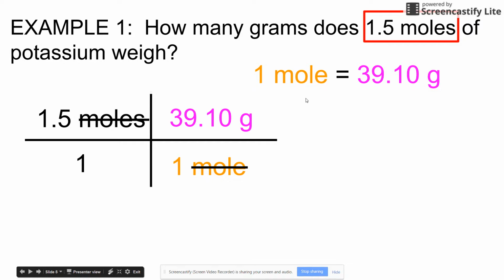So you did something right. You take your 1.5 and multiply it by 39.10. You only have ones on the bottom, so you can divide by 1 if you want, but you end up with the same number. So it's 59 grams if you take 1.5 multiplied by 39.10.